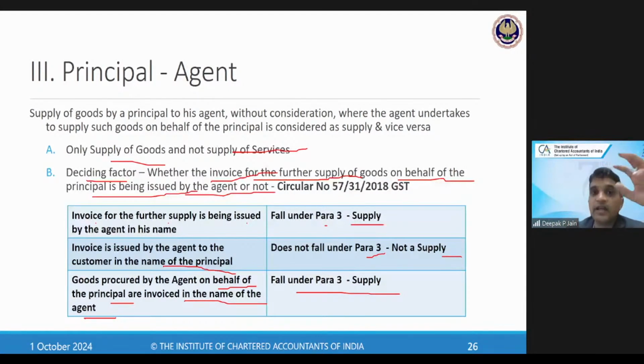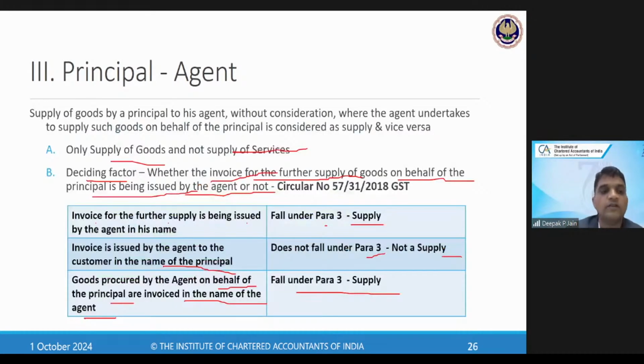So whenever any supply is made by the agent or any goods are bought by the agent in his own name, then the Schedule will apply. Then any transaction between principal and agent will be liable to GST. But if he is not invoicing in his name, he is invoicing in the principal's name itself, then the Schedule does not apply because it will be like a direct sale, and he is only getting involved in between. Clear till now? Sir, please give an example for these three points. Oh, you need an example for all of these three points?